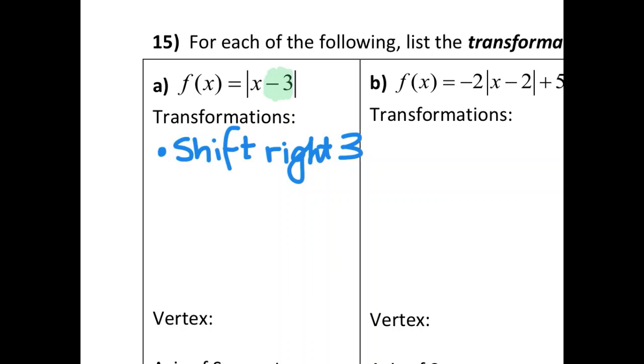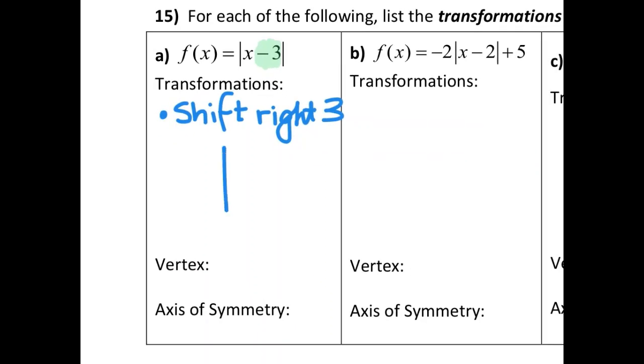Now in this equation for letter A, there are no other transformations. There's no shift up or down. You don't have any stretch or compression, and there's no flip. So shift right 3 is your only transformation there. If you were to take the parent graph and shift it right 3, the vertex stays on the x-axis, but it moves to the right 3, and so your vertex is going to be at 3, 0.